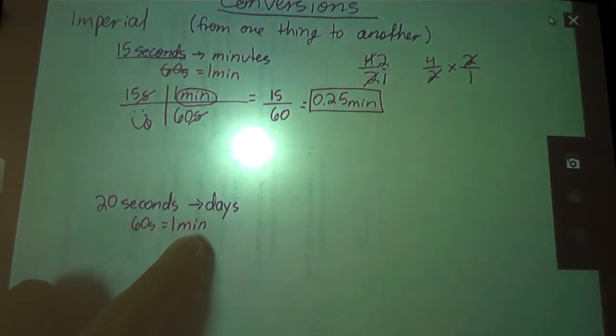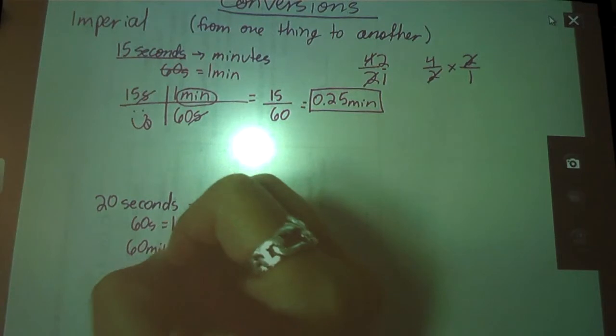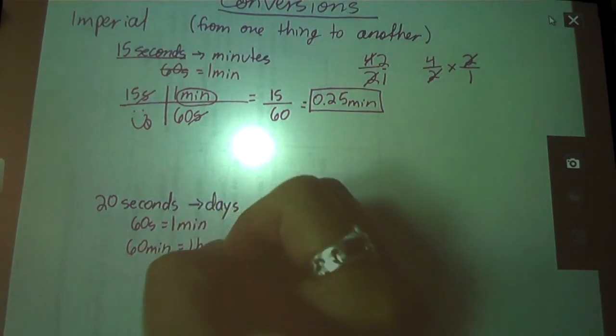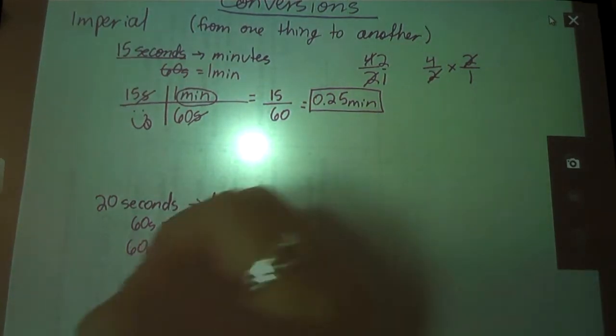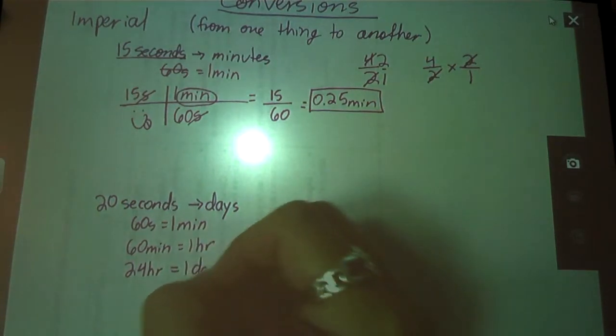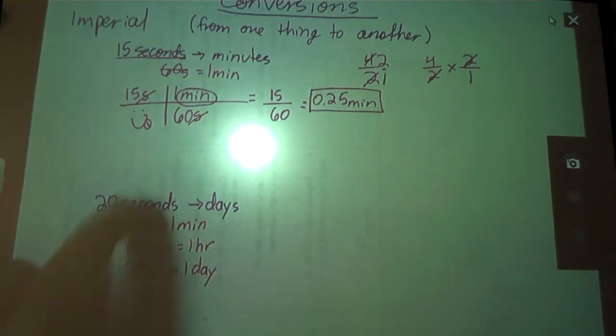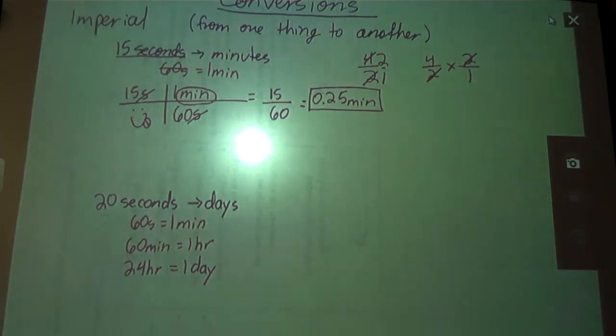Well, let me think. What's bigger than a minute? Ooh, an hour. I got it. So there are 60 minutes in 1 hour. Okay, so now I could get to hours. Nope, I still want days. Well, phooey. Ooh, I know how many hours are in a day. So now, there's my starting unit. There's my ending unit. I'm good to set up my boxes.